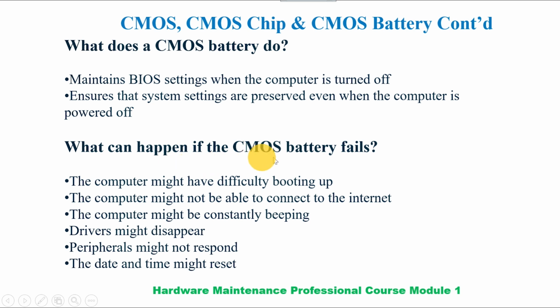What happens if the CMOS battery fails? The computer might have difficulty booting up, the computer might not be able to connect to the internet, the computer might be constantly beeping, and some drivers might disappear. The peripherals might not respond. The date and time might reset.